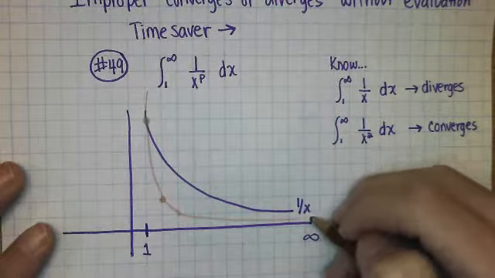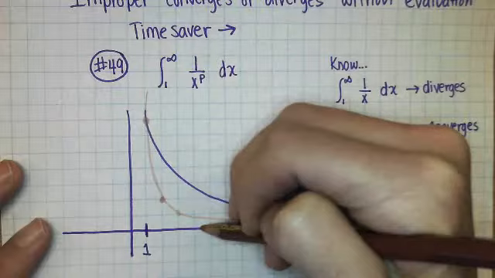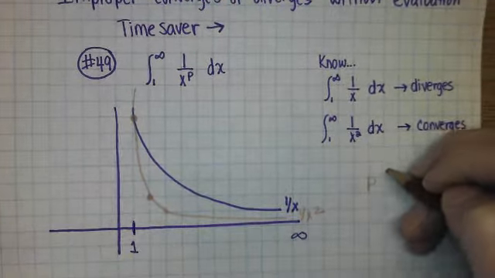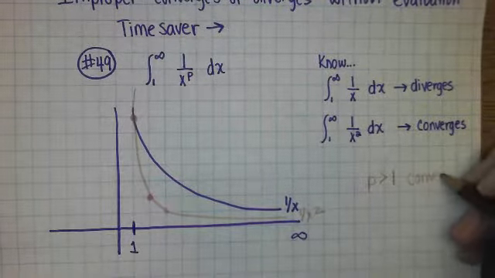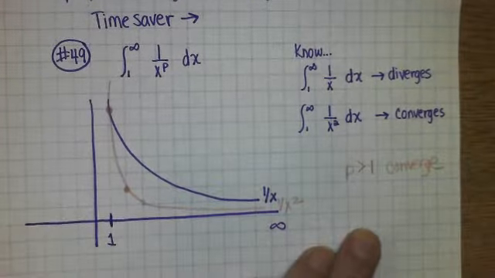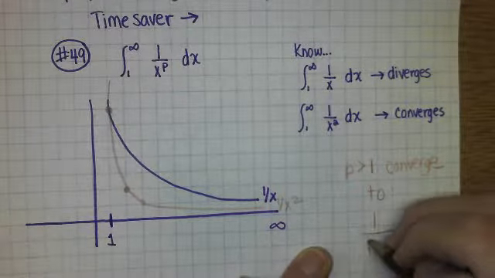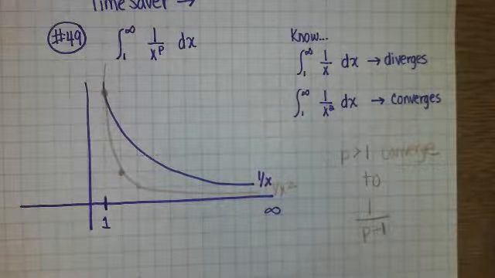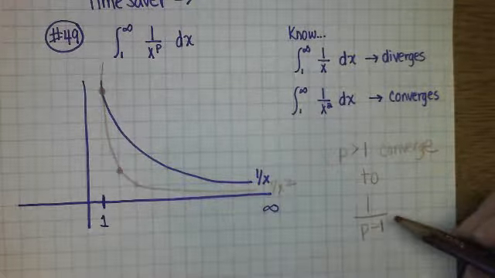And so because this one here, 1 over x squared, is going to converge, 1 over x cubed is going to go even lower, and 1 over x to the 4th will go even lower. So if the p-value is greater than 1, it will converge. This is a nice little time saver, but even more than that, they actually have a formula for it. It will converge to 1 divided by p minus 1. So we can actually not only determine that it converges, but we now even have a formula for the area under the curve for that.